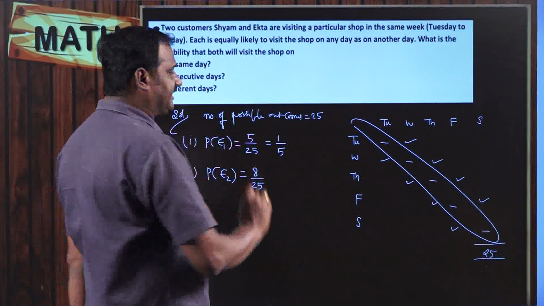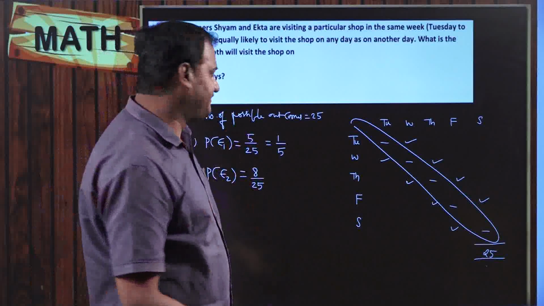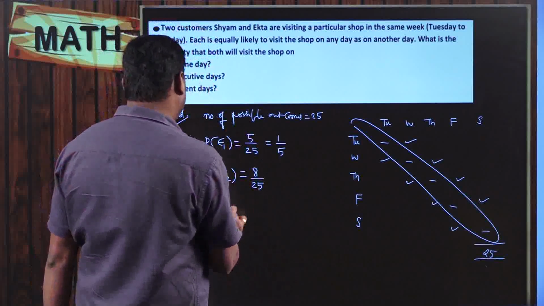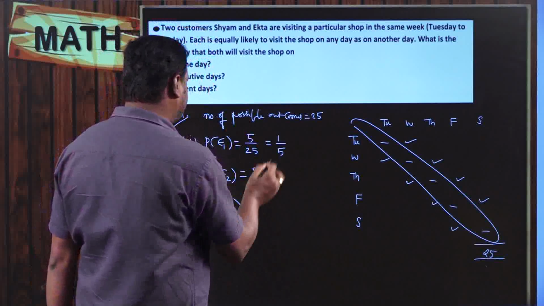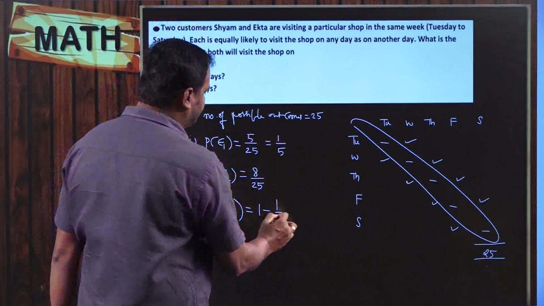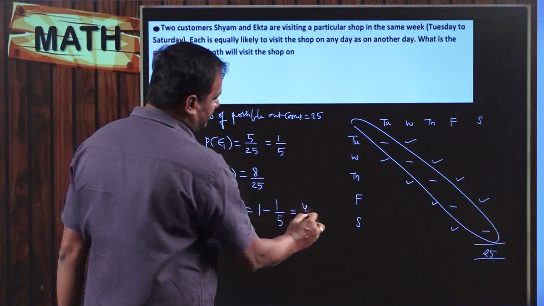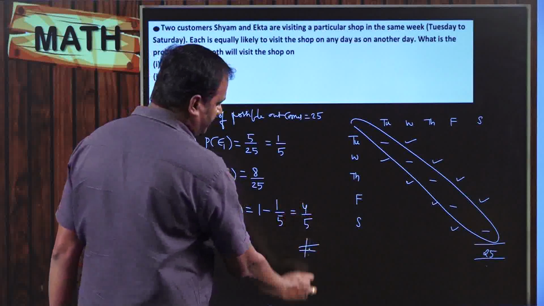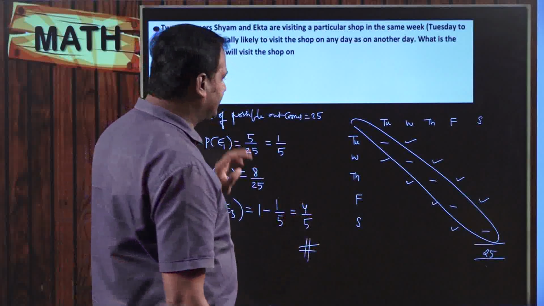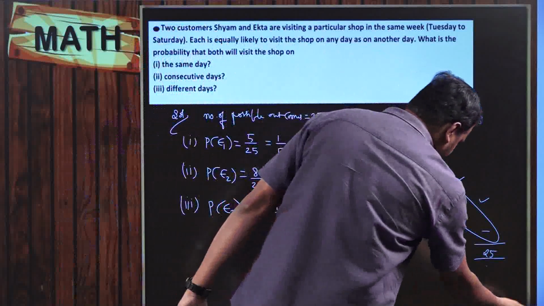So coming to the third one, what is the third one here? The third one is different days. Different days are nothing but which are not the same days. So already we discussed the same days. Same days is equal to 1 by 5. So different days is equal to 1 minus 1 by 5, which is going to be 4 by 5. See how simple it is. So this way we can answer the problem easily.